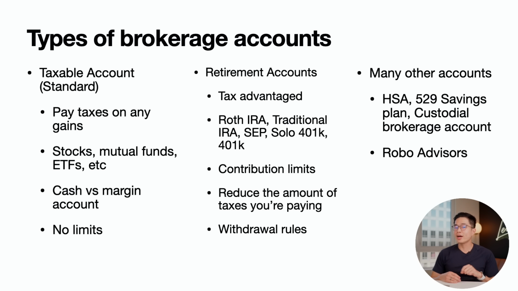You also have retirement accounts, and these are something that a lot of people do, but a lot of people also don't do. And it really boggles my mind because these are tax advantaged. So you have the Roth IRA, the traditional IRA, the SEP, the solo 401k, the 401k, and a lot more. With these types of accounts, you're actually only paying tax one time. So you're paying basically half the amount of taxes as a standard taxable account.